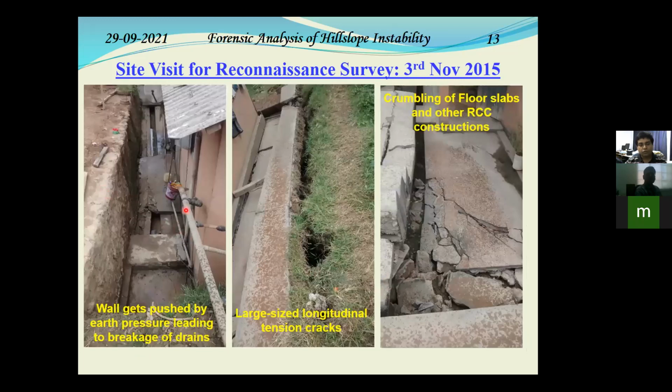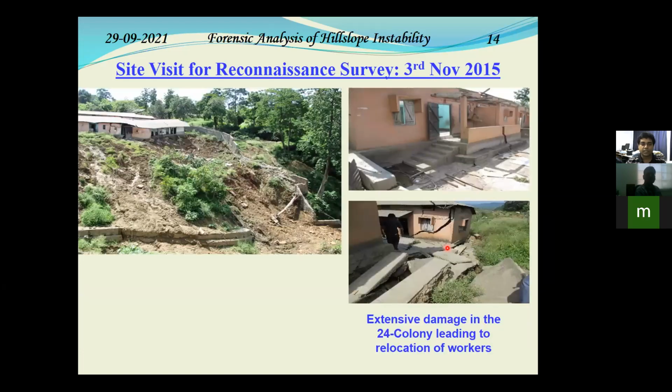Then we moved on to the workers' colony itself. The closest retaining wall to the workers' colony, or a breast wall, was also moving towards the colony. The wall is getting pushed by the huge amount of soil thrust coming from the uphill side, and due to that you can see breakages of the drains and drain covers from pressures on both sides. Then we moved further downhill to the other side of the 24 housing colony, where we could see a large longitudinal tension crack, a lot of separation of the soil from the building foundations, and damage to the floor slab and RCC construction, everything could be noticed.